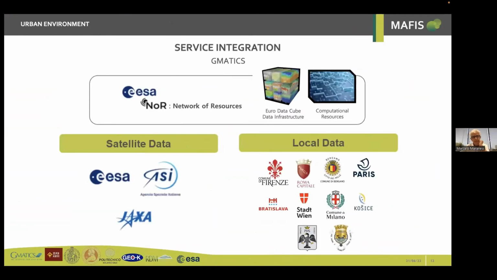In this exercise, we are using ESA's network of resources, the Eurodata Cube data infrastructure, for both storing data in a data cube and also processing capabilities. We have satellite data from ESA, from ASI, for example Prisma hyperspectral data, and JAXA for ALOS-2 data. And we have a number of cities involved, both in Italy, like Florence, Rome, Milan, Bergamo, and also European cities like Paris, Vienna, Košice, Bratislava, and Lisbon.